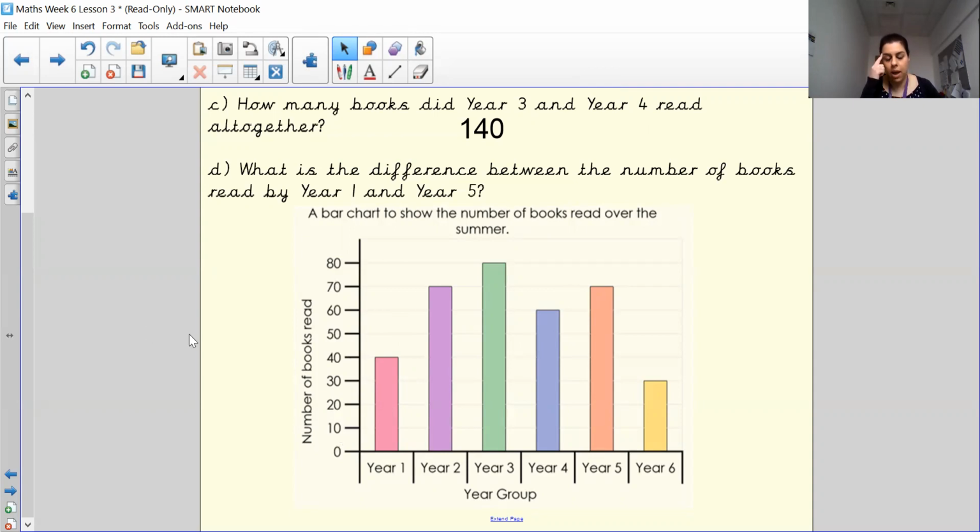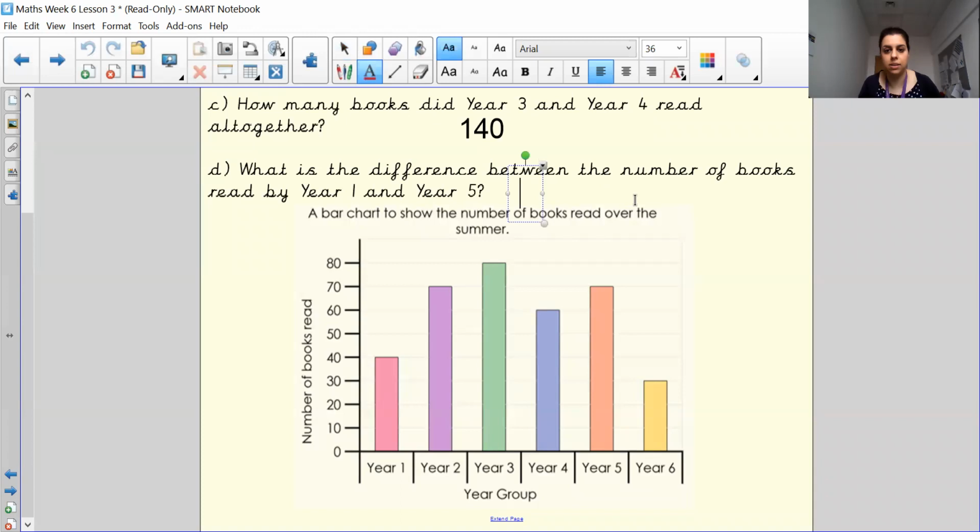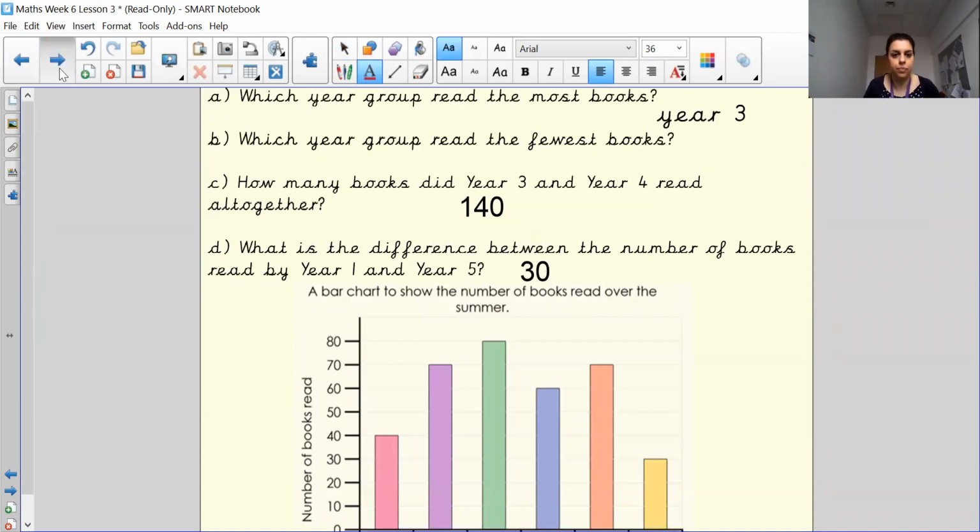So if I put 40 in my head and I count on until I get to 70, 50, 60, 70, I've added 30 more. So the difference is 30. So well done if you got that correct. 30 books difference. Okay, let's carry on.